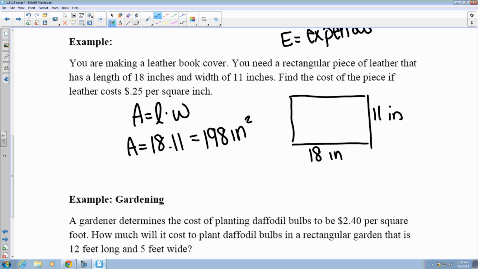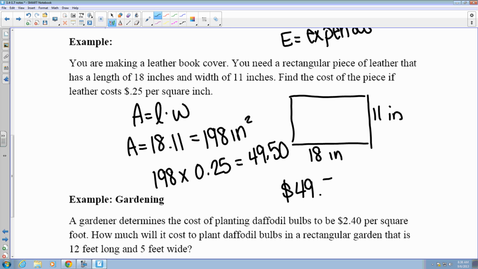So now since there's 198 square inches, we need to multiply that by how much it costs per square inch, which is a quarter, to give us our final cost, $49.50. Of course, this is a word problem, and we need to make sure we do not forget our label. So this is actually $49.50.